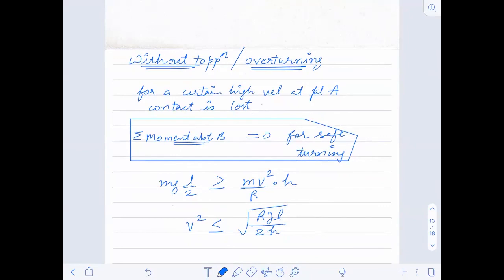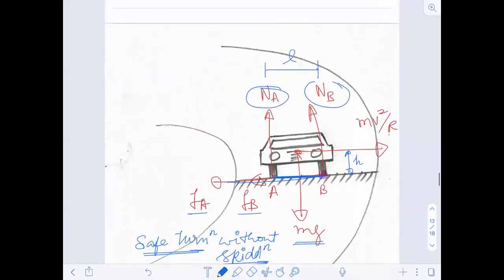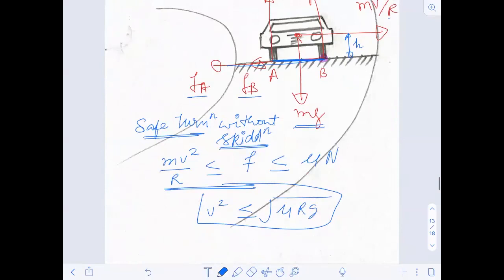Do you understand this? Yes. So this is the velocity for the safe turning without overturning or toppling. Now I have two velocities here. One is this one, and the other one we have found as this one.